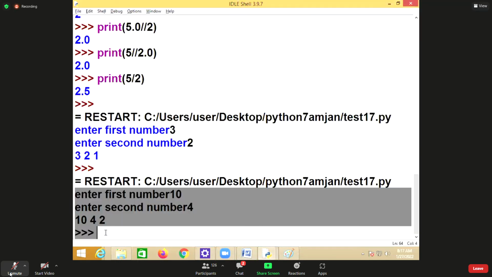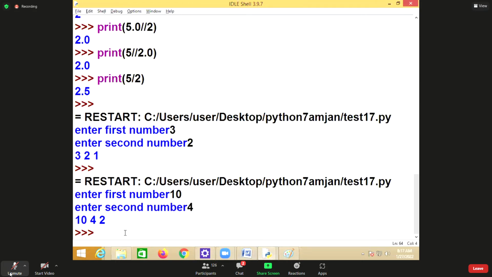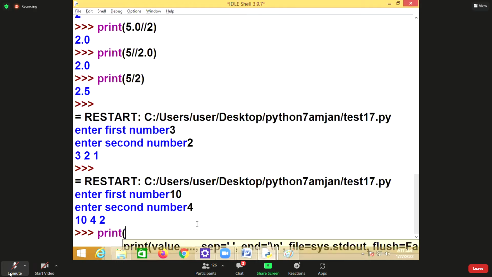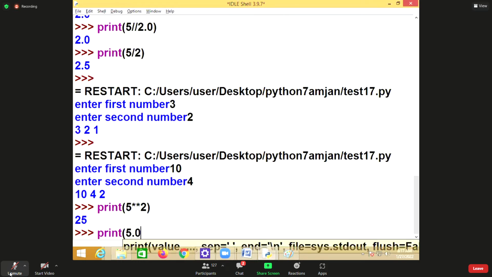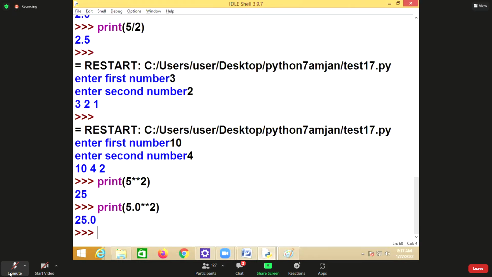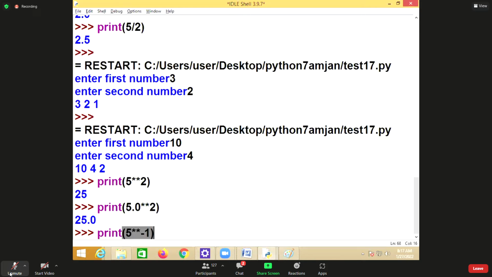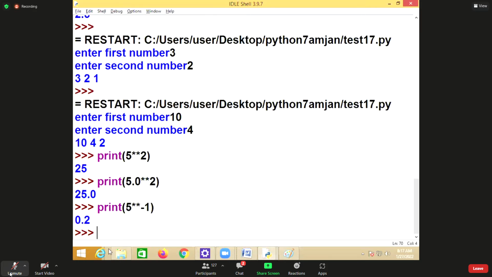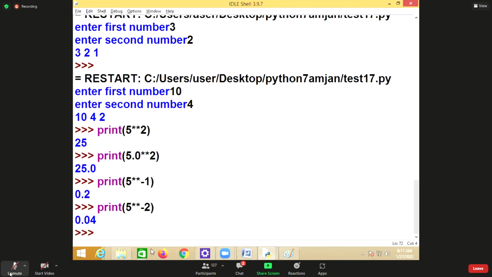Okay. So for example, suppose anything. For example, I'm trying to say print 5 to the power of 2. Okay, I'm saying print 5 to the power of 2. I can also write 5 to the power of minus 1, which is 0.2. I'm writing 5 to the power of minus 2. So here the power can be either positive or it can be what? Negative. So 5 to the power of minus 2 is 0.04, right?